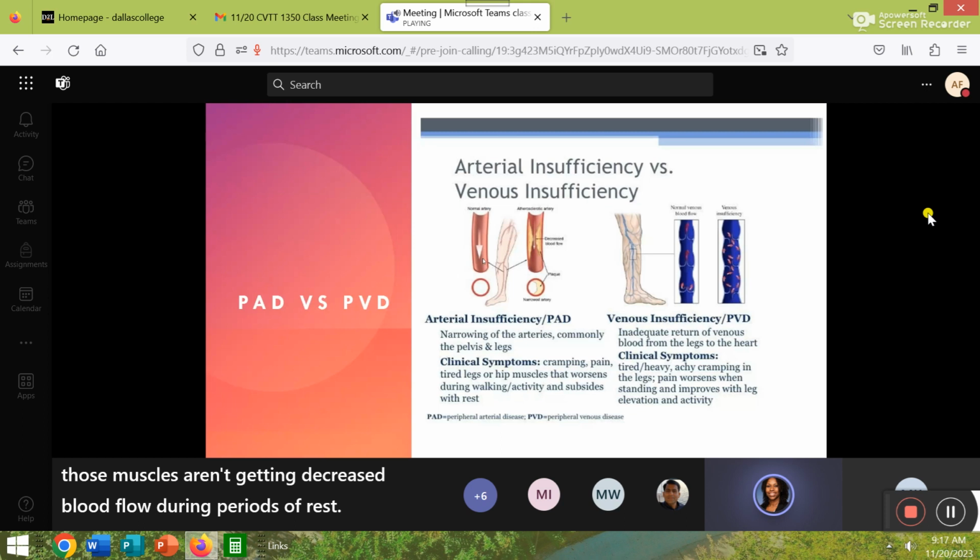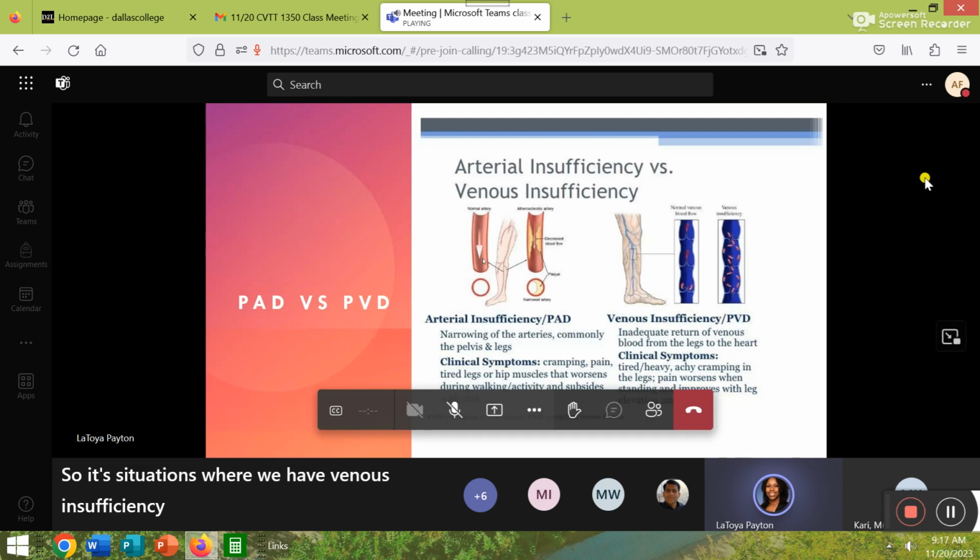Moving over to peripheral venous disease, or venous insufficiency. This happens when there's inadequate return of venous blood from the legs back up to the heart. Remember, the whole purpose of the venous system is to have a network for that deoxygenated blood to make its way back to the heart, to get to the lungs, to get reoxygenated so we can continue to feed the muscles, tissues, and organs. So in situations where we have venous insufficiency, maybe the veins have dilated.